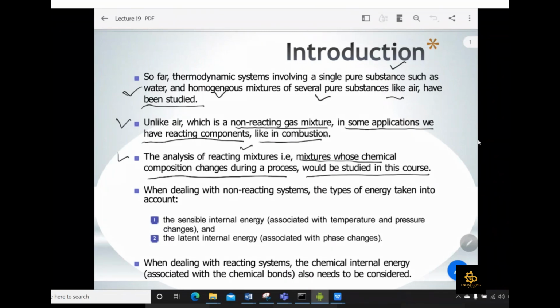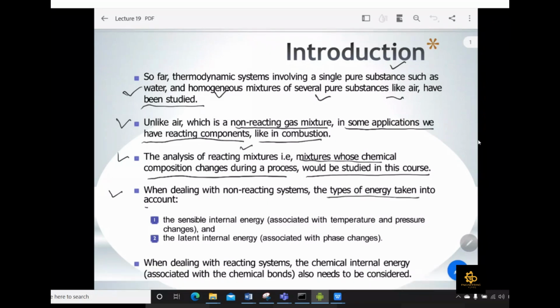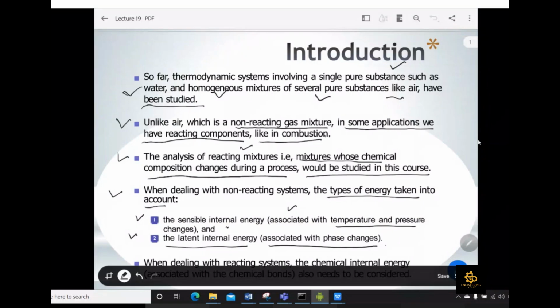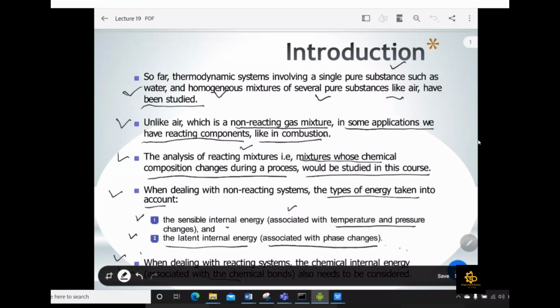You already know that when we are dealing with a non-reacting mixture like air, the types of energy we have to take into account are the sensible internal energy, which is associated with temperature and pressure changes, and the latent internal energy, which is associated with phase changes. Now when dealing with a reacting system, the chemical internal energy associated with the chemical bonds also needs to be considered. This is the main difference between reacting and non-reacting mixtures. We commonly see these two mixtures in the combustion process as well.